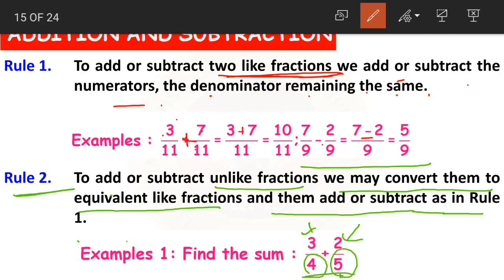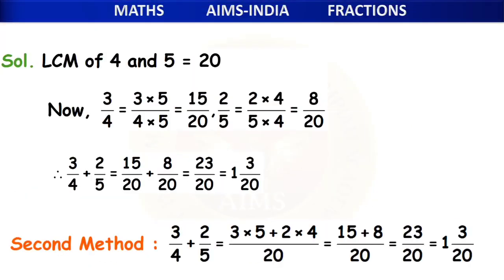Yes, clear students? Yes. Now what should we do? We've learnt about how to convert unlike fractions into like fractions, right? Yes, so the same procedure is to be applied here. First, we need to convert unlike fractions into equivalent like fractions and then add or subtract as in rule number 1. Like here we have performed the addition and subtraction on like fractions, right? So in the same way, we add or subtract them as we do with like fractions. So the first step will be the conversion of unlike fractions into like fractions.